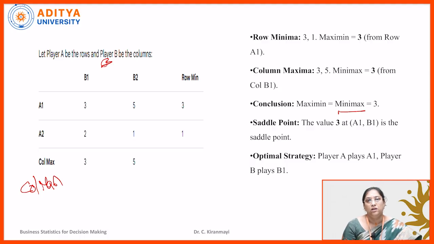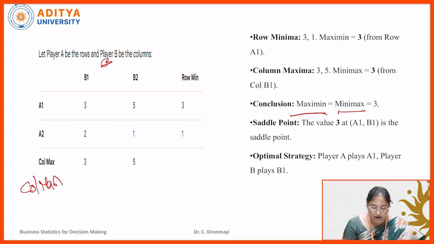Right? Am I clear? In rows we have gains for player A. So, gains we want to maximize, therefore, for rows we use maximin principle. In columns we have losses for the player B. So, always losses we want to minimize, therefore, minimax principle must be used for columns.